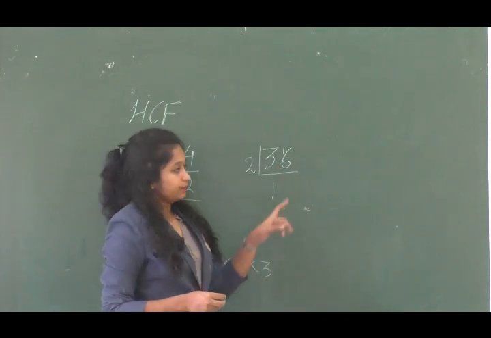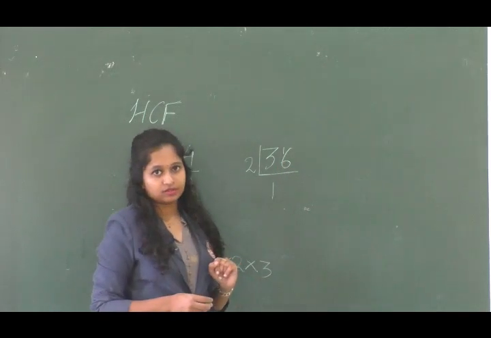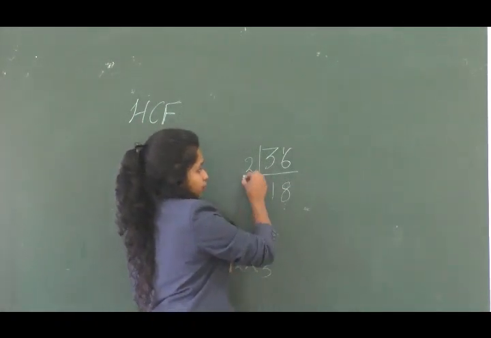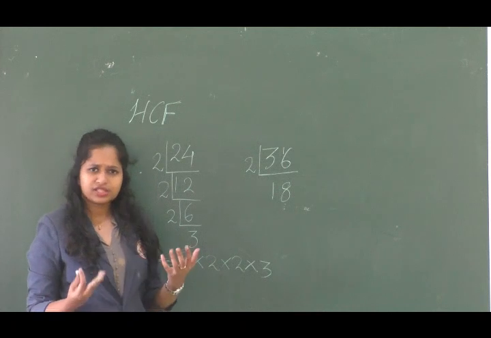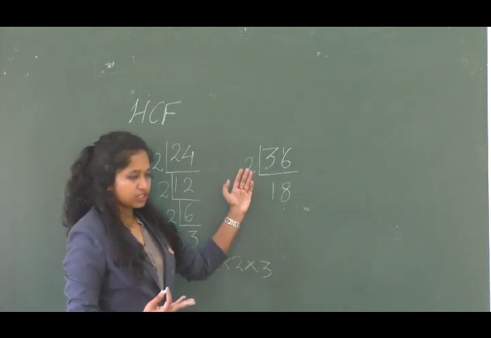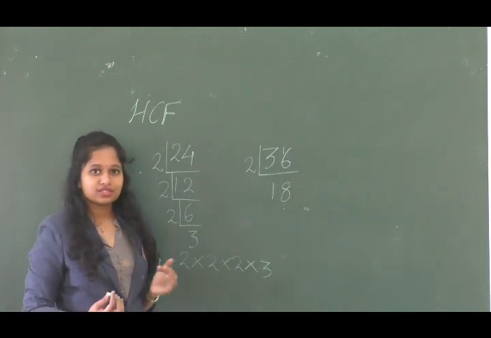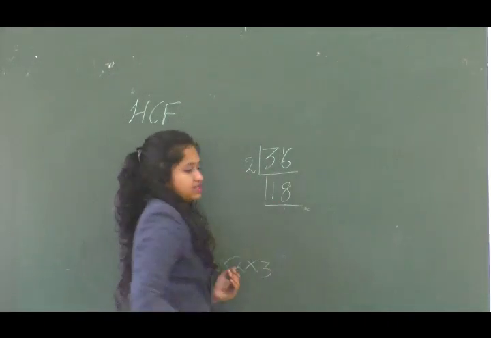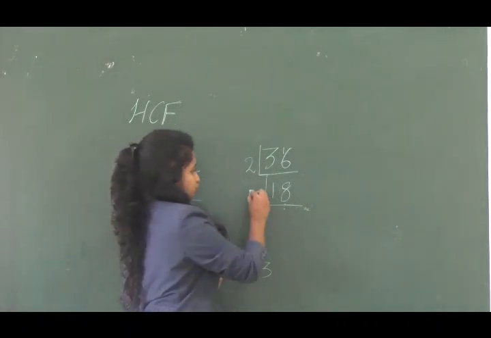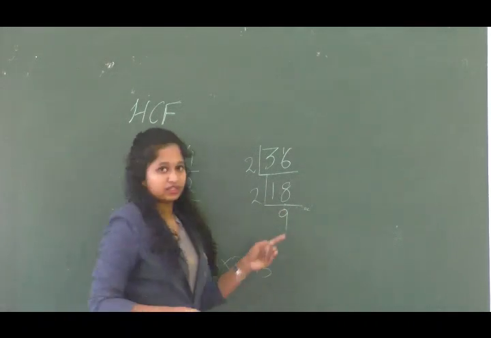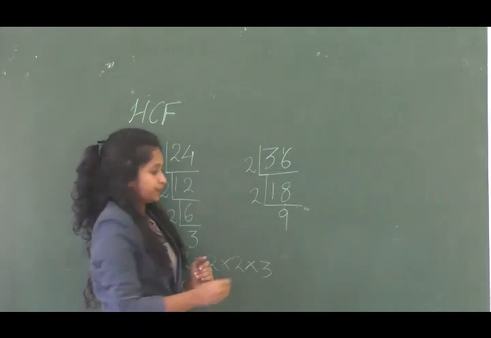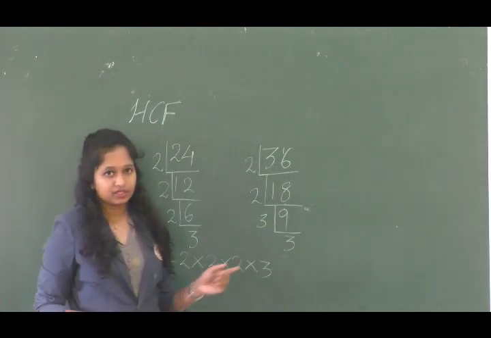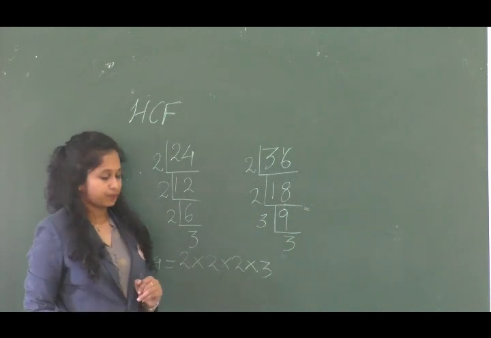So 6 will become 16. 8 into 2 is 16. Or else 18 into 2 is 36. Okay, and 8 is again divisible by 2, 9 times. 9 into 2 is 18, and 9 is divisible by 3, 3 times. 3 into 3 is 9.